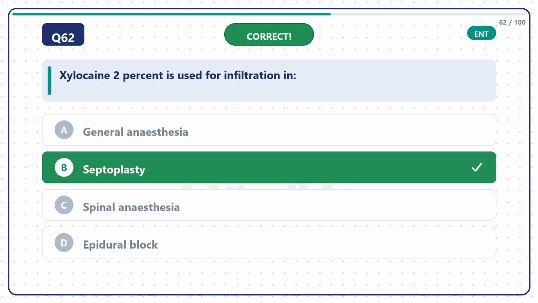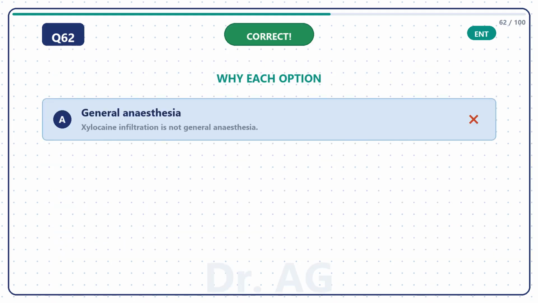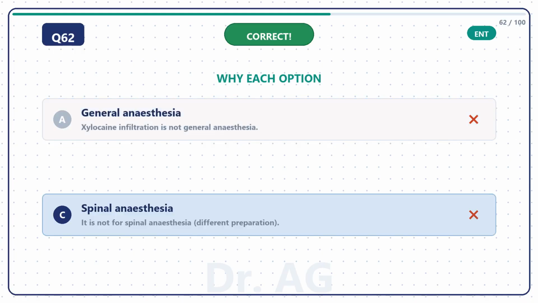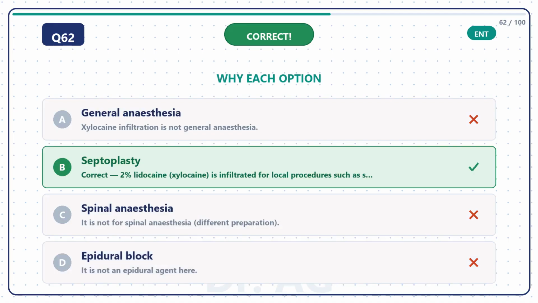The correct answer is option B. Septoplasty. Let's go through the options. General anesthesia. Xylocaine infiltration is not general anesthesia. Spinal anesthesia. It is not for spinal anesthesia, different preparation. Epidural block. It is not an epidural agent here. And the correct answer is septoplasty. Correct. 2% lidocaine, xylocaine, is infiltrated for local procedures such as septoplasty. So, the right answer is option B.